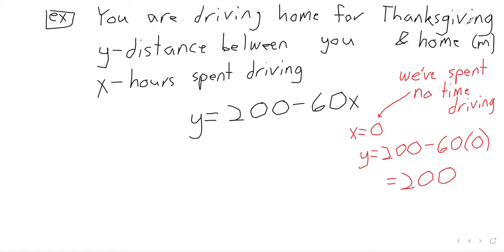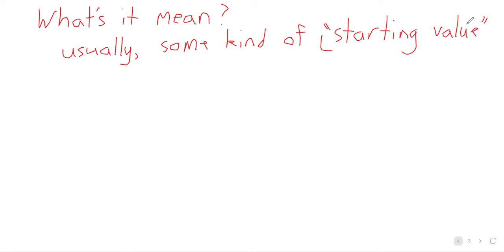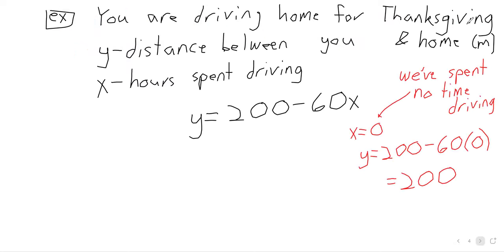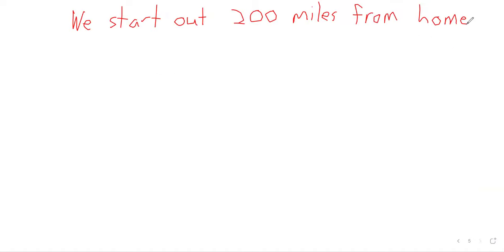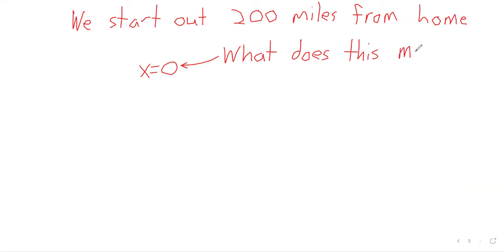And this is what I meant when I said that the y-intercept is usually some kind of starting value. You're going to be finding y-intercepts and then interpreting them. If you're ever struggling to interpret the y-intercept, my advice is to remember that you're setting x equal to 0 and to ask yourself, when we set x equal to 0, what does it mean? In this case, x is the time we've spent driving. So setting x to 0 means we haven't spent any time driving. We're still in the parking lot.